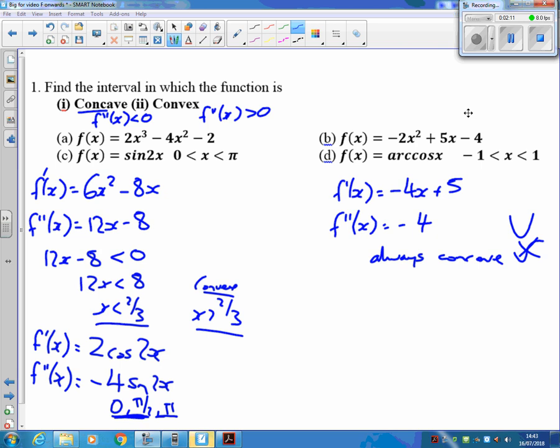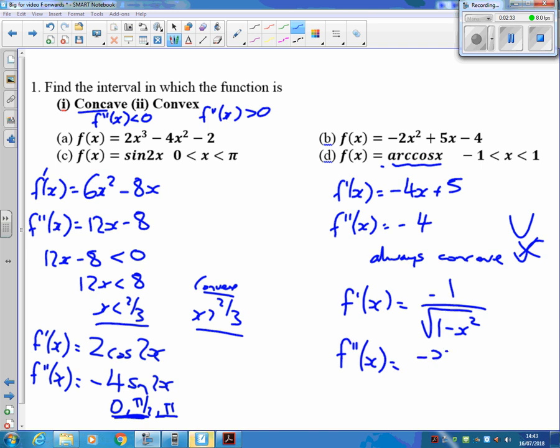And part D, I've got another one of those like the last review sheet, having to find what the inverse cos differentiates to give. I'll tell you, it differentiates to give that. You could have found that in your notes, and if you differentiate that a second time, so now you're going to have to use a quotient rule to differentiate that a second time, then we get this. That's cubed, isn't it? And when does that work? Well, I'll leave you to work that one out.